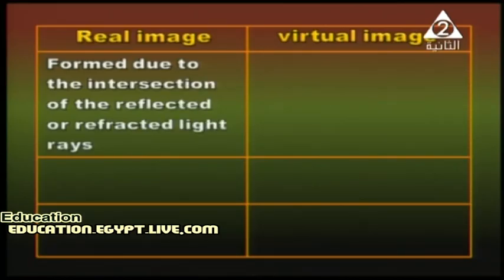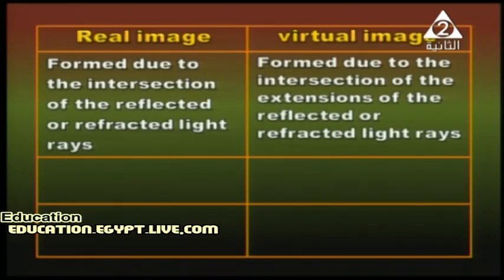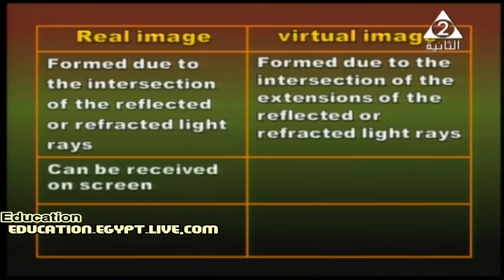Compare between the real image and the virtual image. The real image is formed due to the intersection of the reflected or refracted light rays, while the virtual image is formed due to the intersection of the extensions of the reflected or refracted light rays.